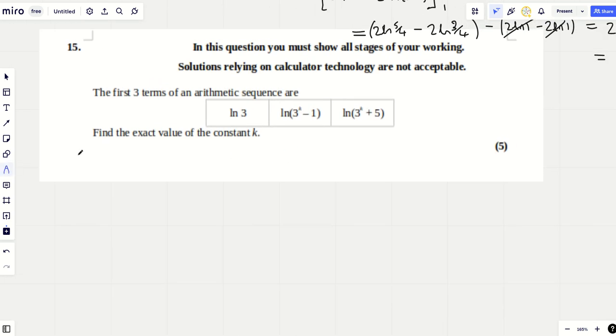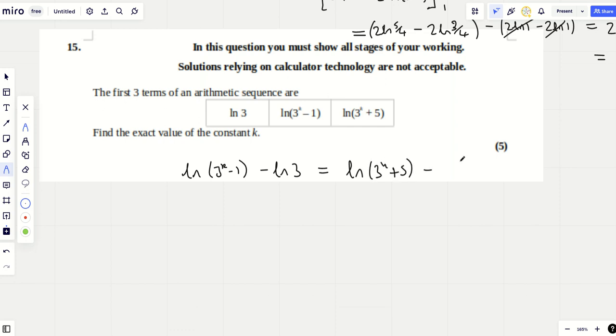Hurrah! We've got 3 terms of an arithmetic sequence. Now, what is an arithmetic sequence? It's something with a common difference. In other words, if we take the second term and subtract the first term, that should equal taking the third term and subtracting the second term. That is what this question's all about.